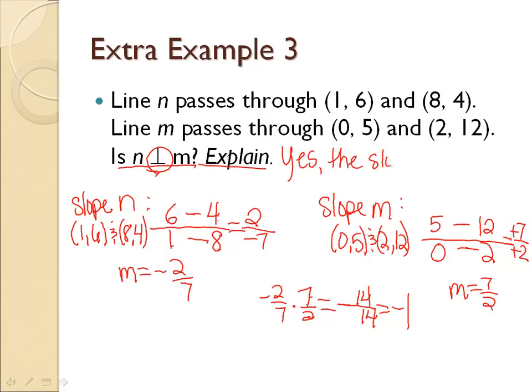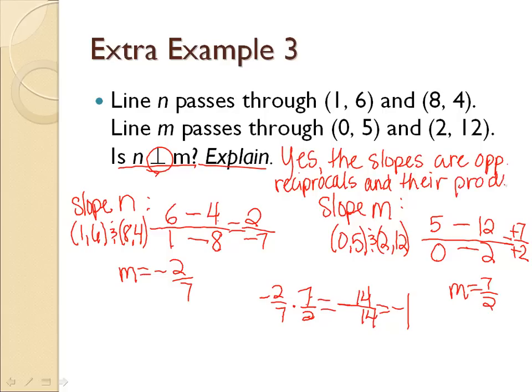The slopes are opposite reciprocals and their product is negative 1. And that's a nice thorough answer for that question.